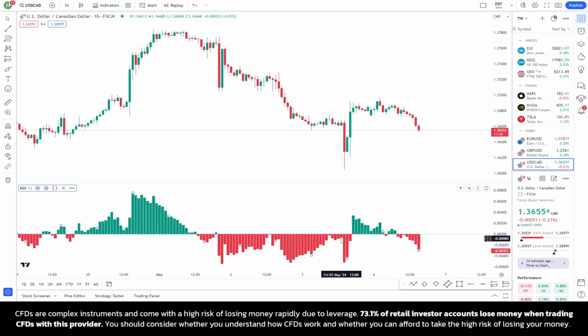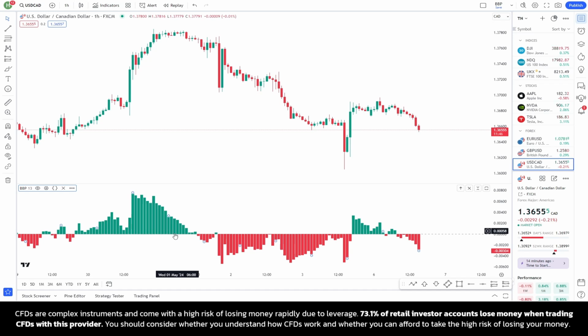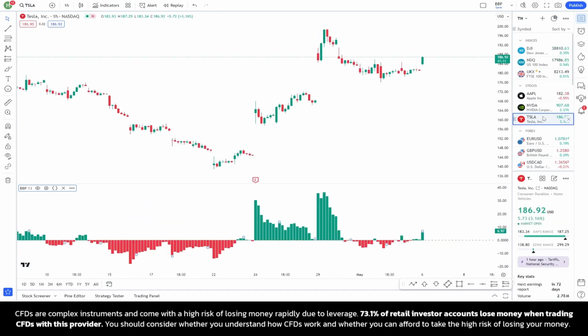Traders employ the bull-bear power indicator for a multitude of reasons. Firstly, the indicator provides traders with a clear and concise measure of market sentiment by gauging the balance of power between buyers, bulls, and sellers, bears. By analyzing the strength and direction of the indicator, traders can gain valuable insights into prevailing market sentiment and anticipate potential shifts in price direction.